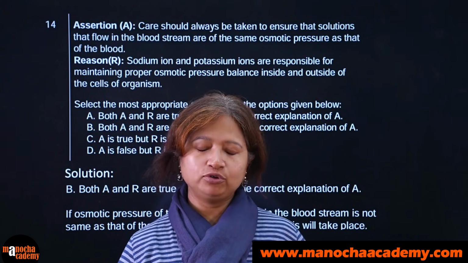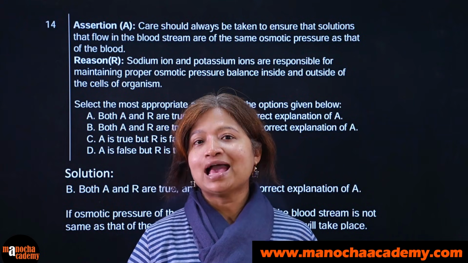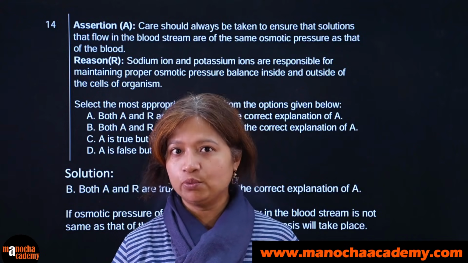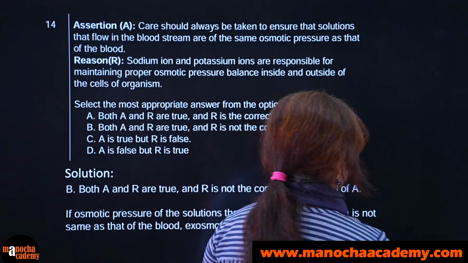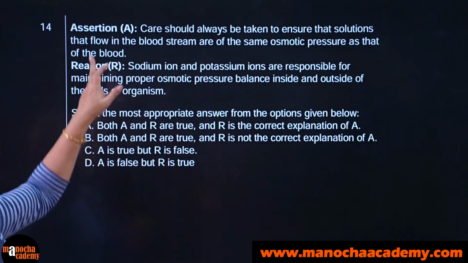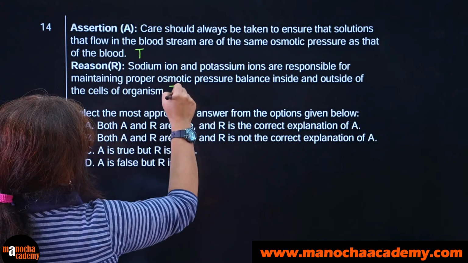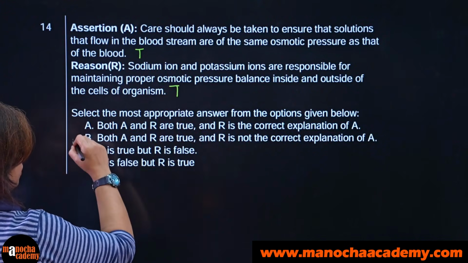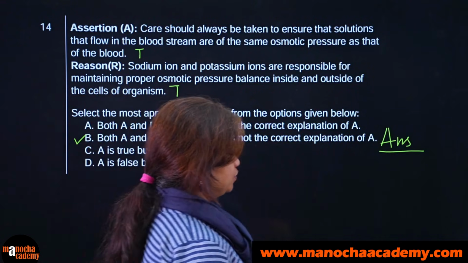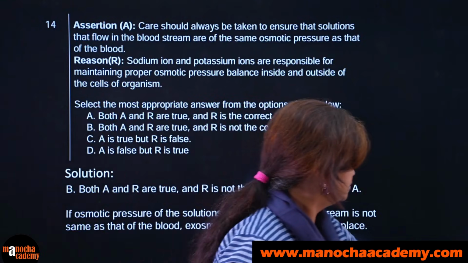We know that for both. So to avoid endosmosis or exosmosis, we need an isotonic solution. Isotonic solution means the osmotic pressure inside and outside is the same, right? And we also know that these ions are responsible for that, but that is not the reason for A. So both the statements are true, but R is not giving the explanation of A. So here we have option B as the correct answer. Okay. So with this, I move to the next question. This was the answer.